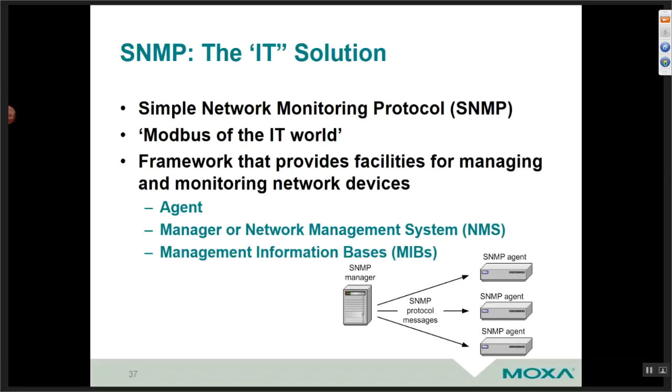It is a framework that provides facilities for managing and monitoring all these network devices. There are three parts of it. There's an SNMP agent. There is a manager or network management system, also referred to as an NMS. That's the software portion of it. And then there are the management information bases, or MIBs, which tell the NMS what can be managed on the agents themselves. All these things work together to make sure you're able to monitor and manage all these devices remotely.